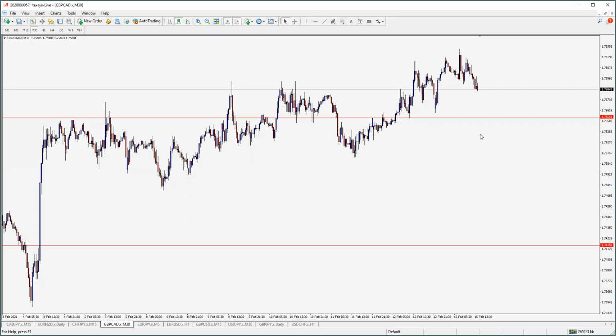The new supply that the price created while breaking out this level, let the price retrace and sell on the first touch. Okay, of course, here below we can open a buy position.